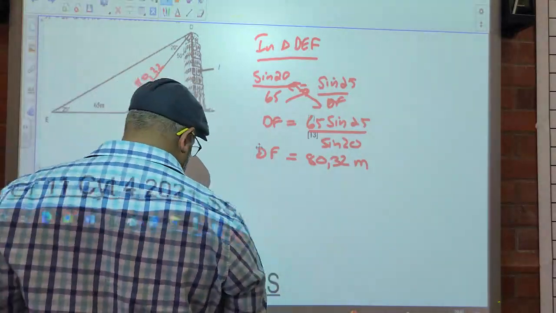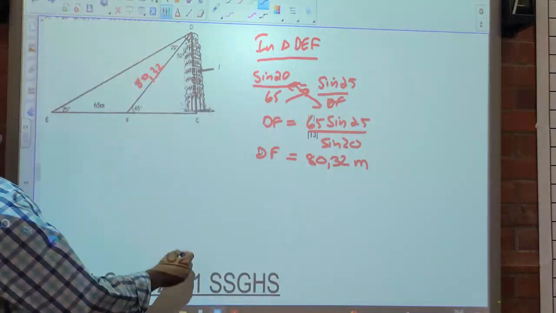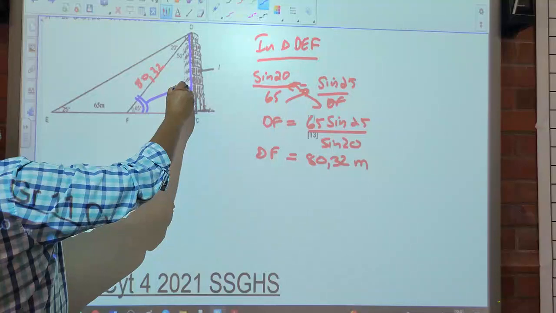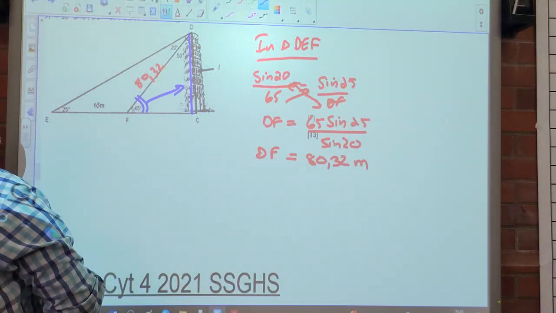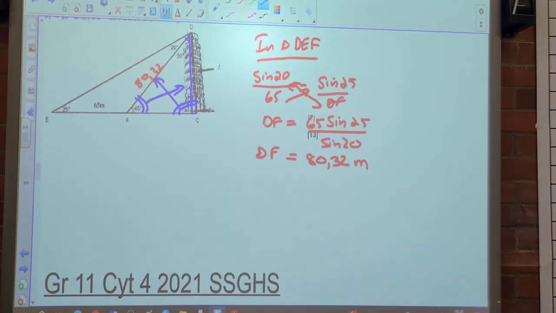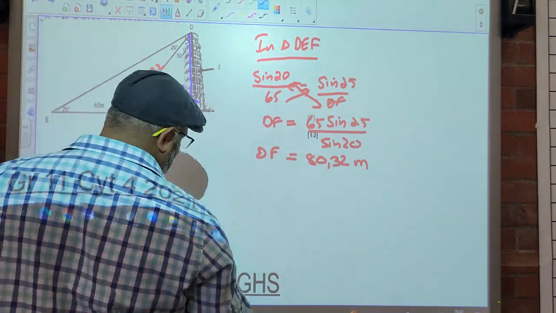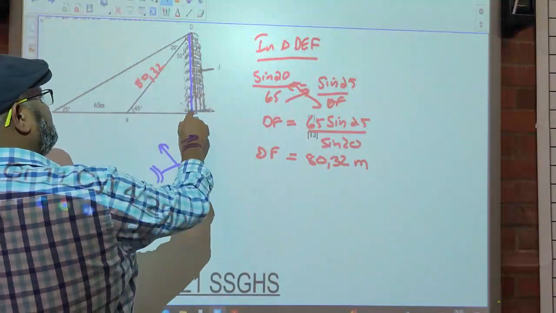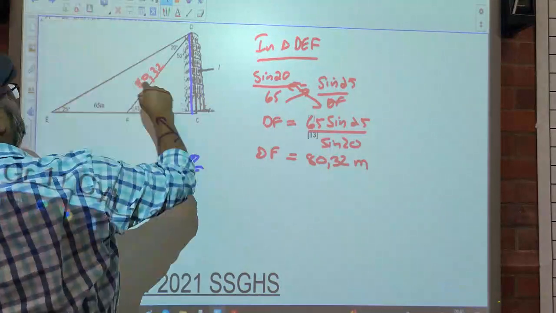Alright. So now, in order to calculate lowercase l, or the length, I'm going to say sine of 45 over l is equal to sine of c over 80.32. But there's two unknowns, l and c. So what do I need to first do? I need to first calculate c. Now I'm going to calculate c. Sum of angles in a triangle. Okay.